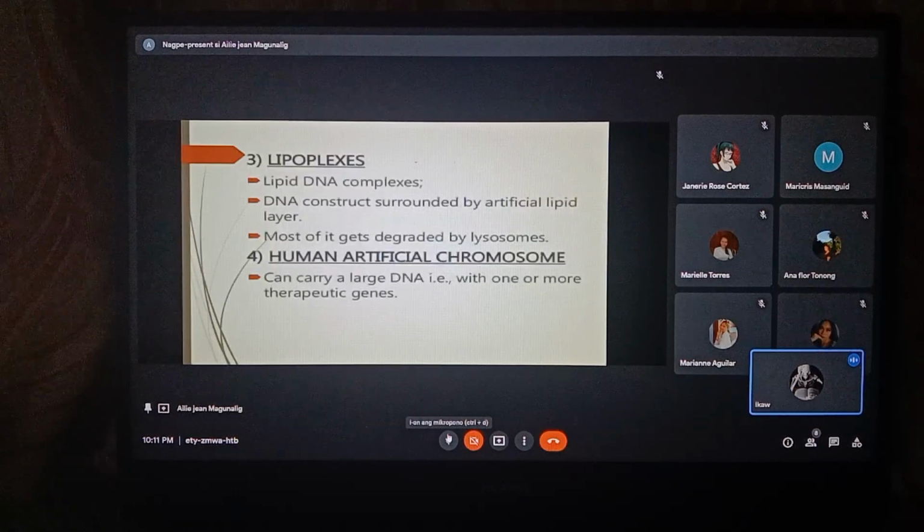Third is lipoplexes. When we say lipoplexes, they are lipid-DNA complexes. It is a DNA construct surrounded by an artificial lipid layer. Most of it gets degraded by lysosomes. The fourth one is the human artificial chromosomes. It can carry a large DNA, for example with one or more therapeutic genes.